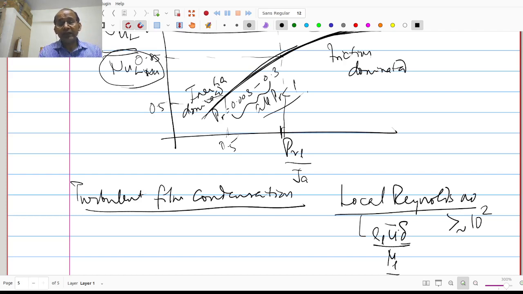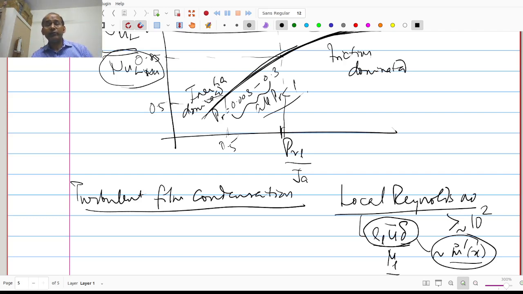Now we know that this rho L U bar delta is in some sense represented by the m dot prime of x, right? So we can define the Reynolds number in terms of the mass flow per unit width of the plate. So that is what is typically done here.